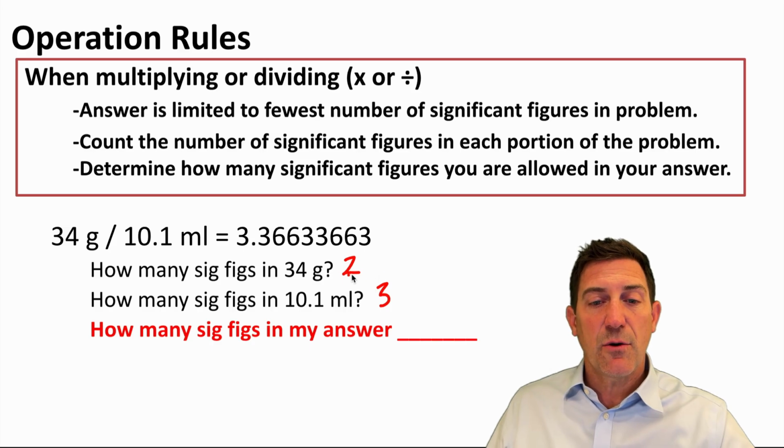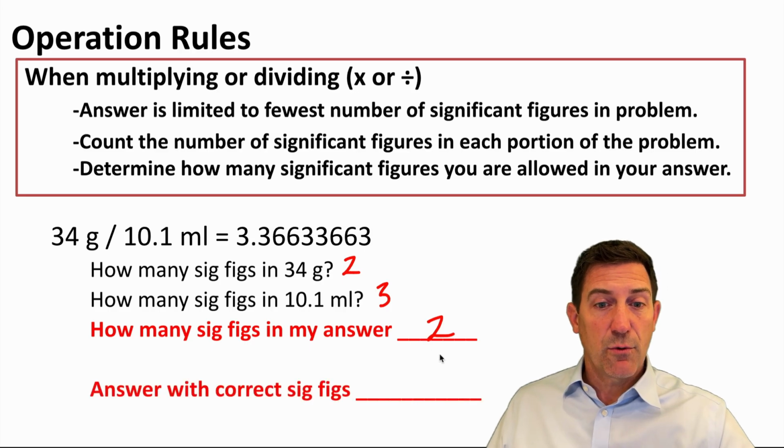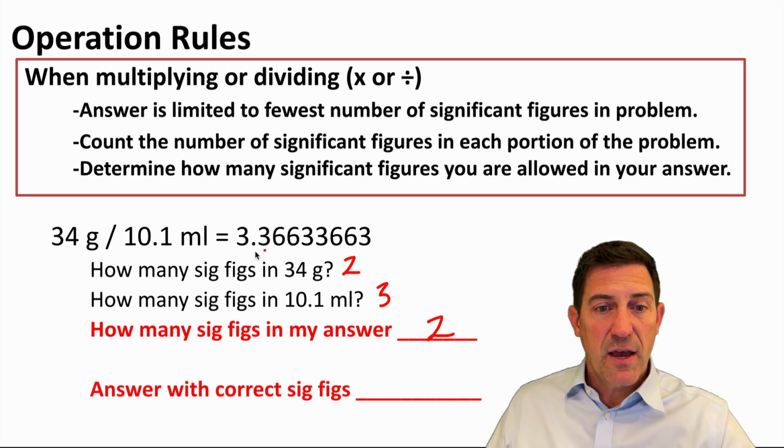Well, I'm limited to the one with the fewest number of significant figures. And in this case, this one has 2, this one has 3, so I get to have 2 in my answer. Well, then my answer would be this number rounded off to two significant figures. How do we do that? There's one significant figure. There's two significant figures.